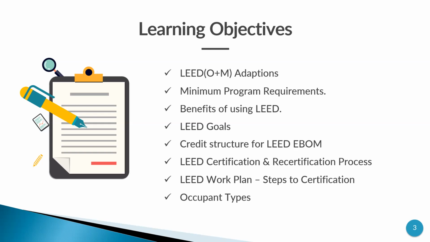EBOM means existing building operation and maintenance. Basically, operation and maintenance is done for existing buildings, correct? The next is the LEED certification and recertification process. How this process is implemented, step-by-step, we will be going through. Then how does the LEED work plan? Again, these are the steps for the certification part of it. Then occupant types. This is how we will be covering the introductory part of LEED operation and maintenance.